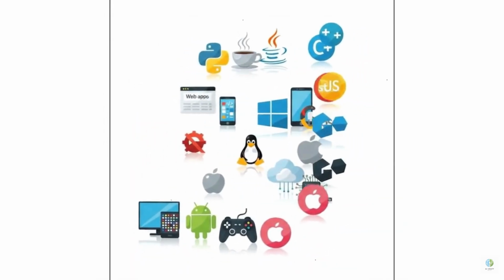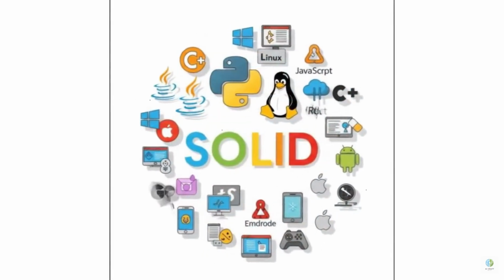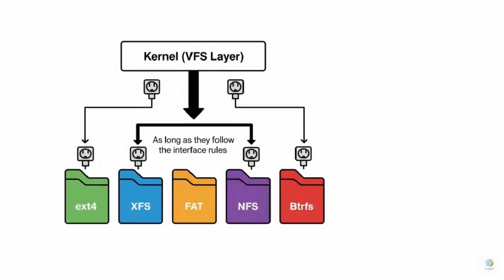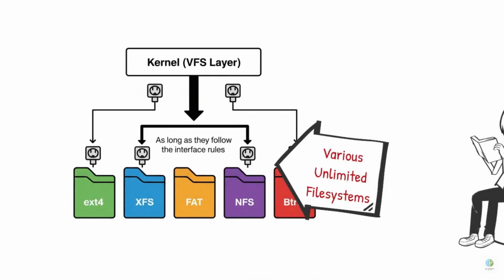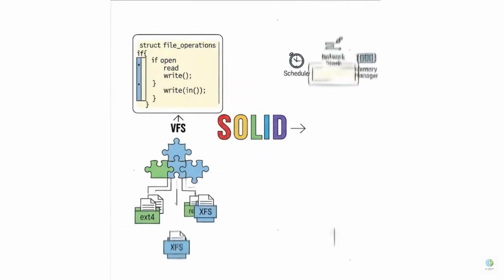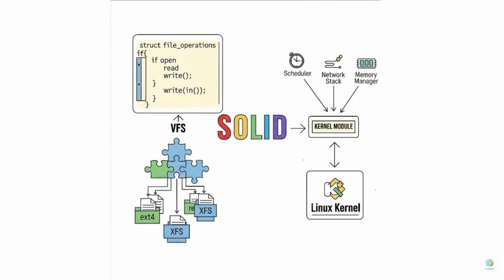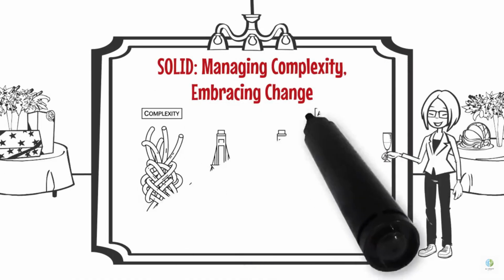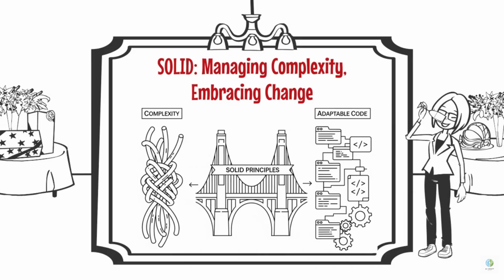For example, the Linux kernel, which is written in C, the core system depends on a generic set of function pointers. Any specific file system must implement this interface. This is a perfect example of both the open-closed and dependency inversion principles. The kernel can work with any file system as long as it follows the rules of the interface. The essence of SOLID is about managing complexity and making your code adaptable to change.